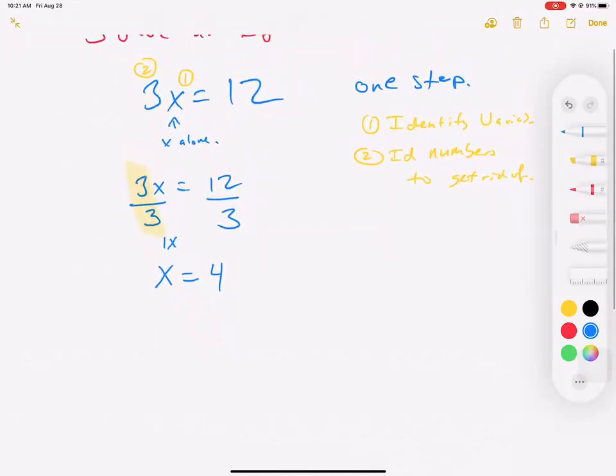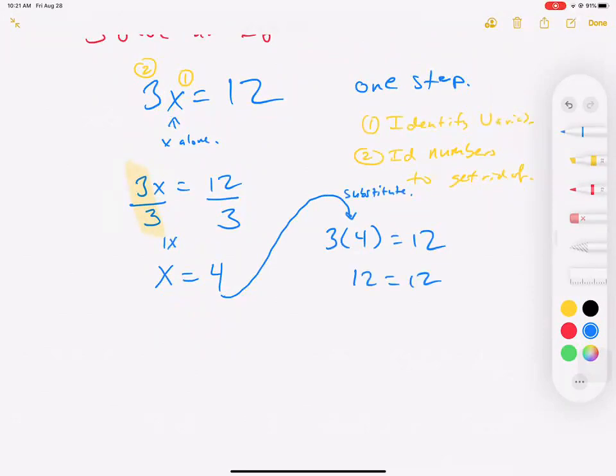All right, so that's our one-step equations. So we want to double check. 3 times 4 is equal to 12, because x became 4. That's what we're going to substitute. And then we're going to check. 3 times 4 is 12. We found the perfect match. Go get married. Yay. And our goal again is to find out what x is that would make the equation true.